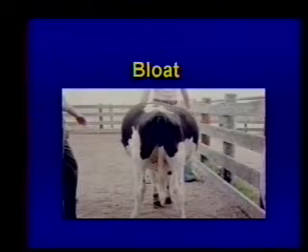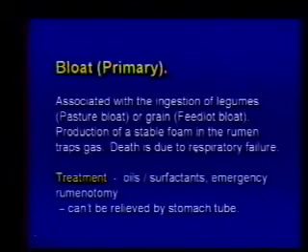Bloat, ruminal distension. This is quite a severe form. Of course, the rumen is on the left side, but it's so severe that it has also extended and affected even the abomasum, which is on the right side. Sometimes the bloat can be so severe that even part of the rumen may come out on the right side. Bloat, or primary bloat, is associated with the ingestion of legumes or grain.